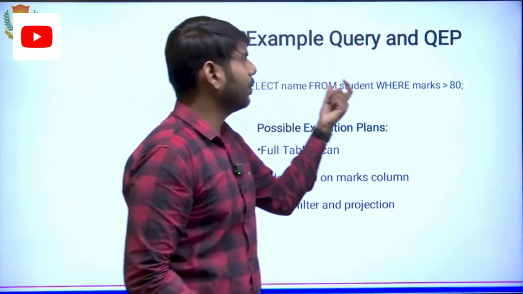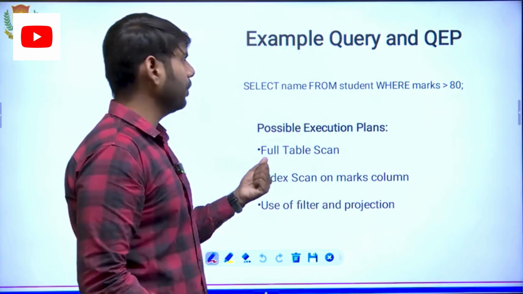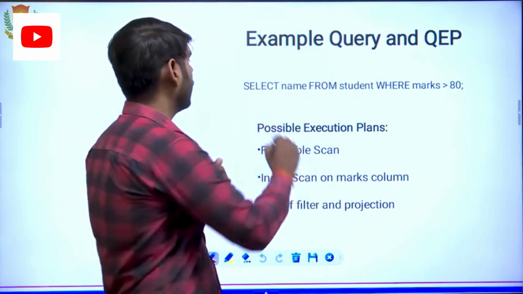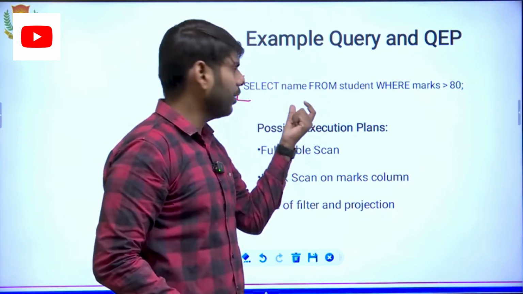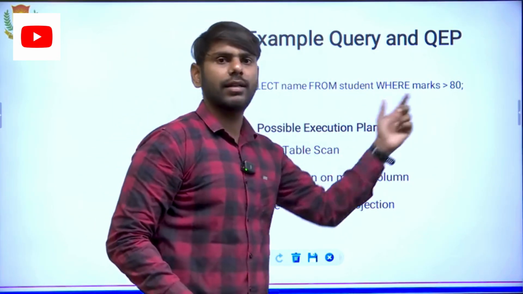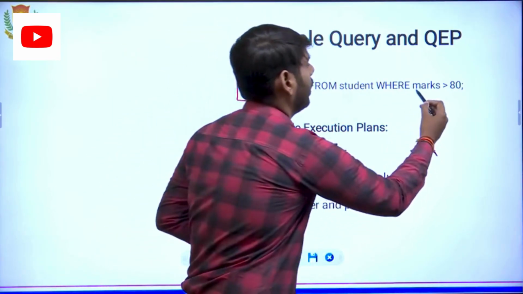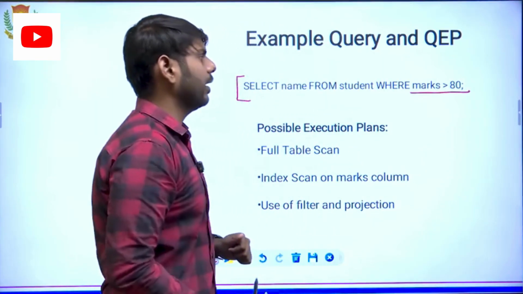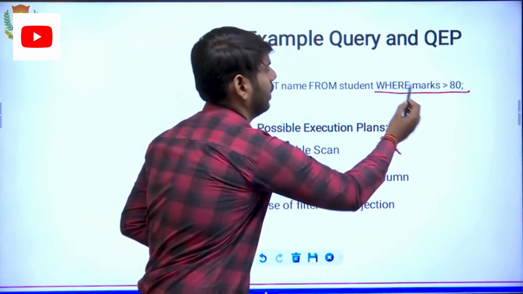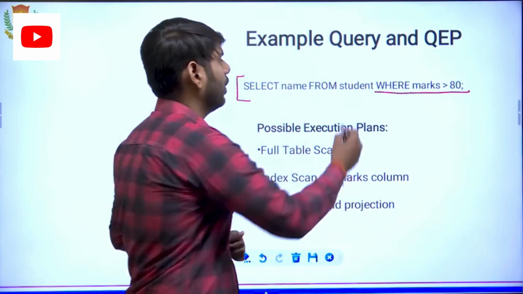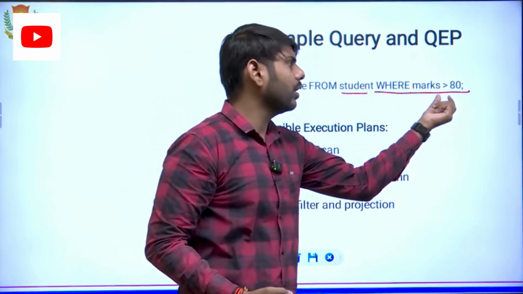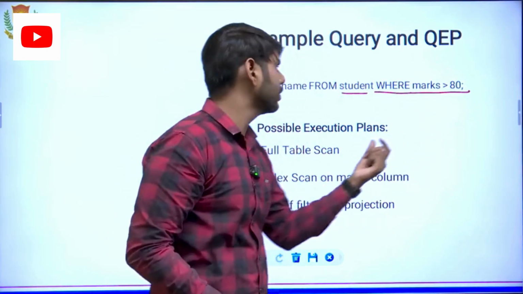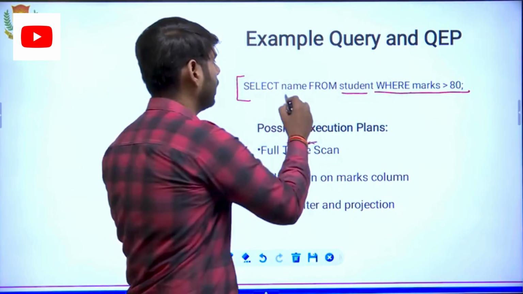So, an example query and QEP: what is the example? Suppose you have this particular query: select name from student where marks greater than 80. Here you can see the condition, marks greater than 80. We have this data source, student, on which on every row we are applying this condition, and then we are selecting the name column from it.